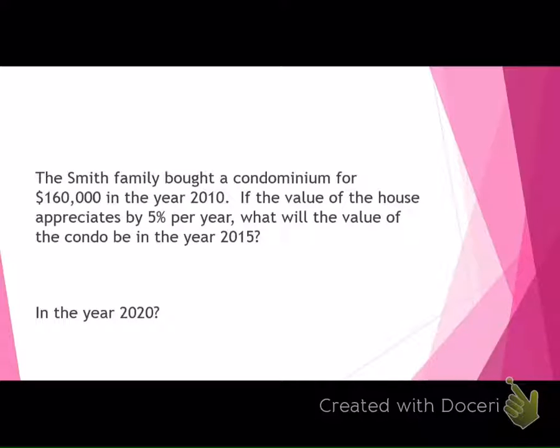And what word gave that away for you? You see appreciate. Appreciate means to grow. So we're using exponential growth. So if you look at your exponential growth formula, that's y equals a times one plus r to the t. Let me just make sure I'm using the same letters. Okay. So that's the formula we're going to be using.